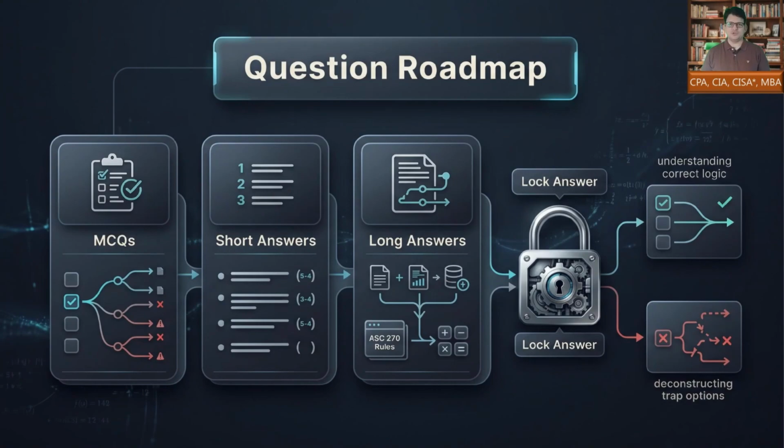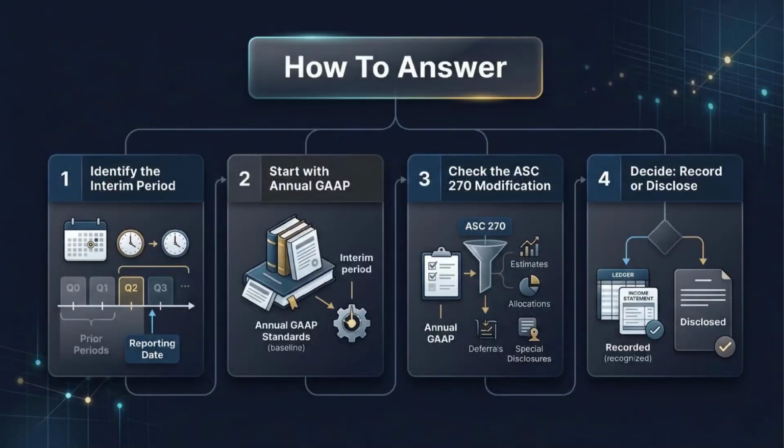For each multiple choice question, lock your answer first. Then listen to why the correct answer is right and why the other options fail. For short answers, focus on scoring points, not long essays. For long answers, organize the facts, show the calculation clearly, and connect the conclusion to ASC 270. Use the same 4-step method throughout this practice set.